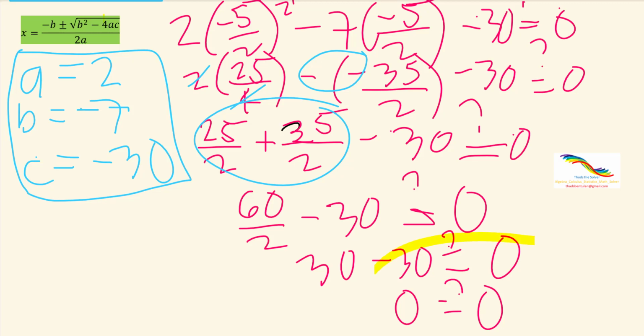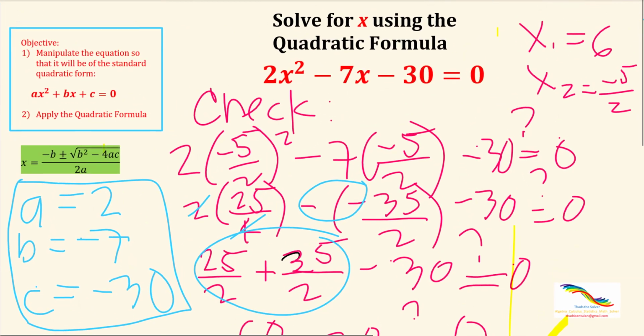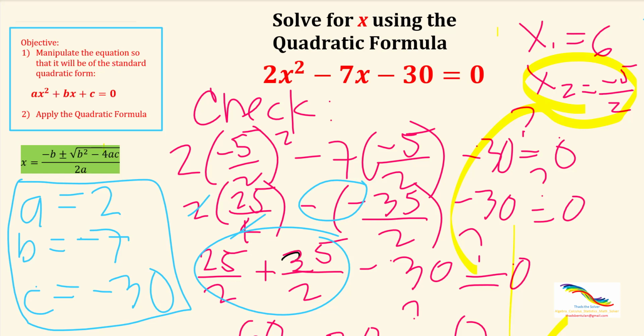We have proved indeed that x equals negative 5/2 is a solution to the equation 2x squared minus 7x minus 30 equals 0. Proved. We have already arrived at the solution here, but we have checked, and therefore that completes our solution.